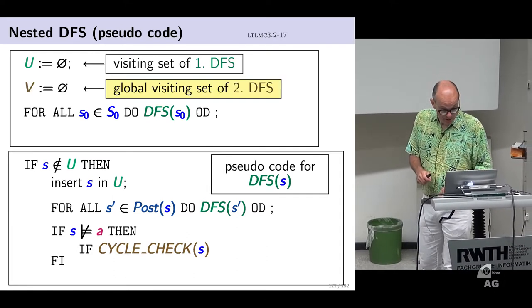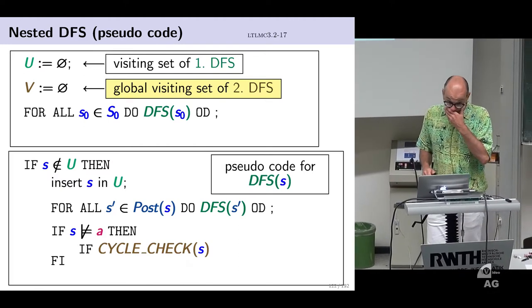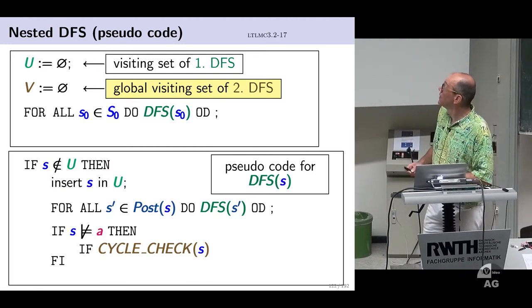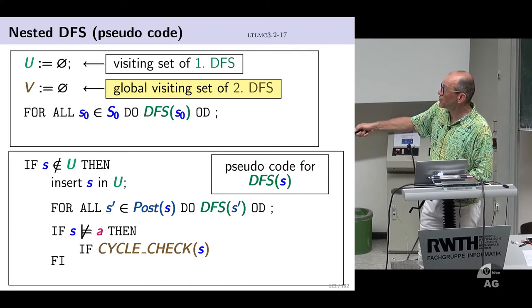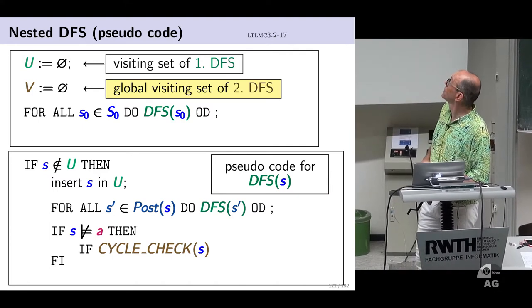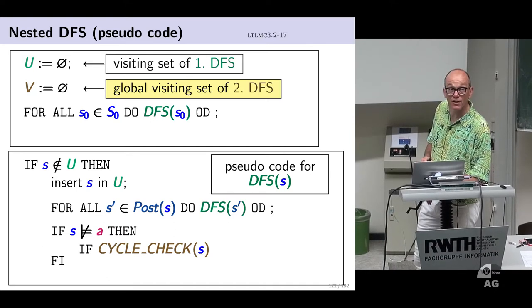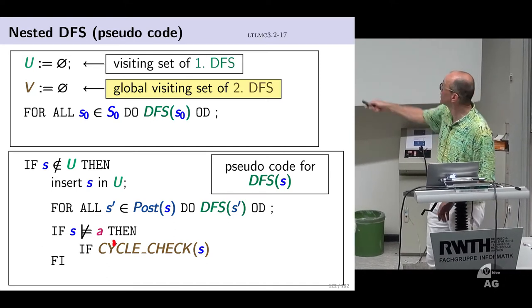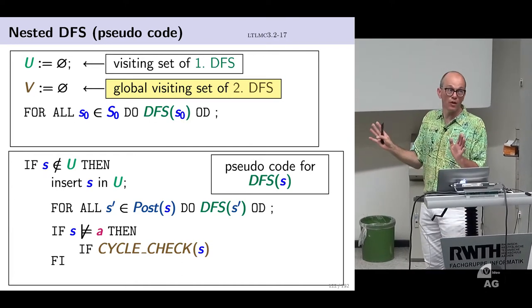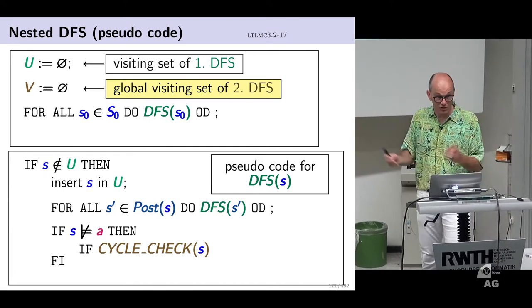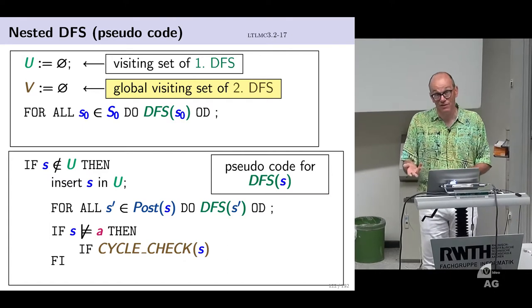Good. So the second set I need is V, because V corresponds to this dashed purple area on my blackboard. This is the set of states that I have visited already in the innermost depth first search, so in the cycle check. Initially, of course, this is the empty set because I did not initially invoke any cycle check yet.